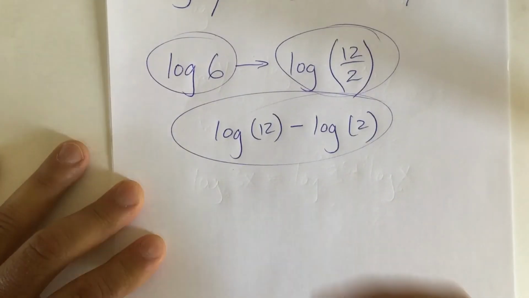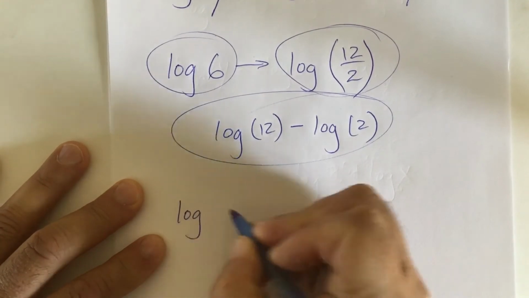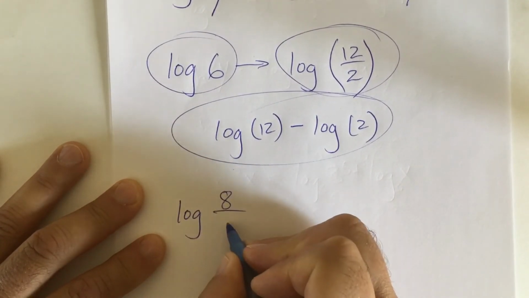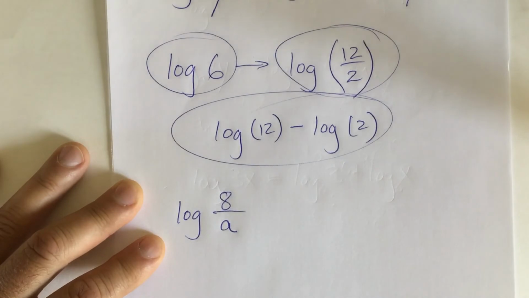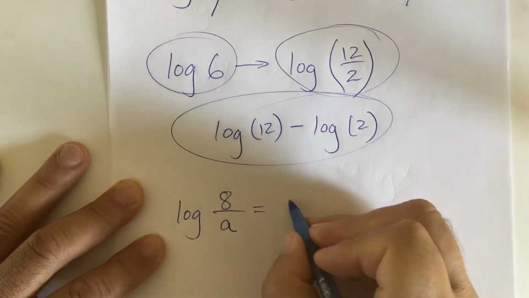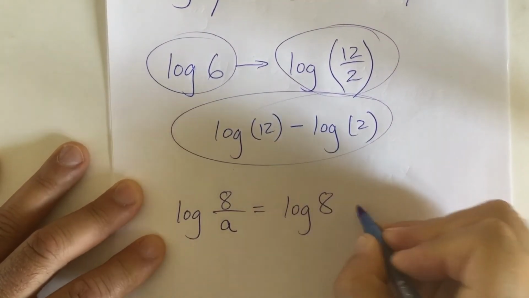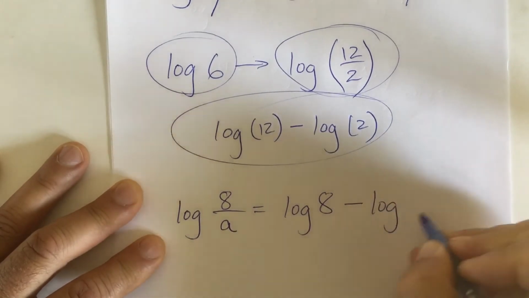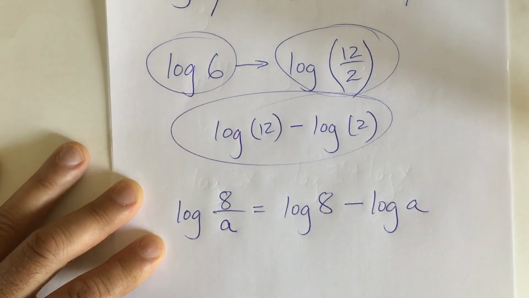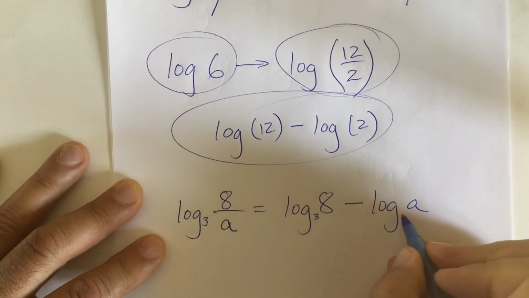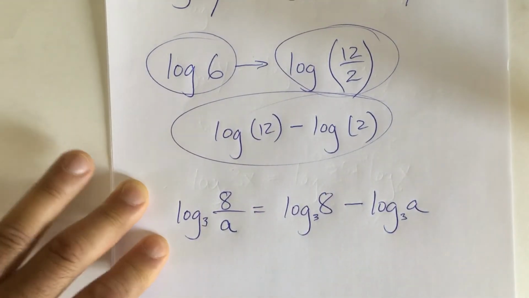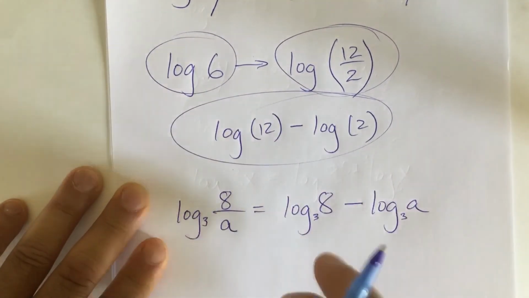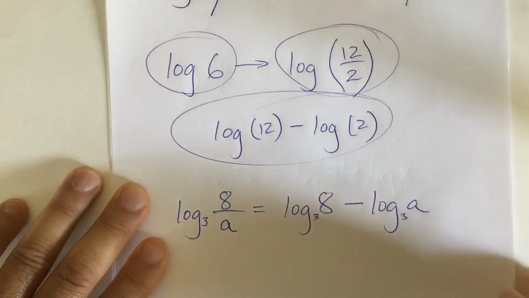So if they gave me something like this, what if they said log of 8 divided by A? Well, I could rewrite that as the log of 8 minus the log of A. What if they gave me this whole question and they said it's base 3? Well, then I'd have to put a little tiny 3 here and a little tiny 3 here. That would be it. Now, I got one more law of logarithms.